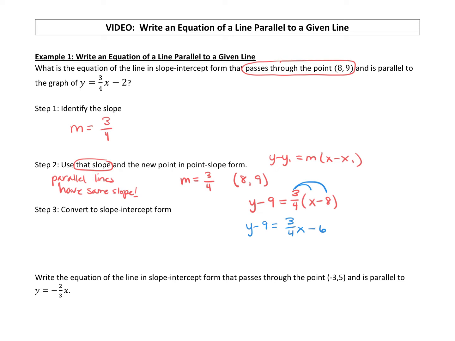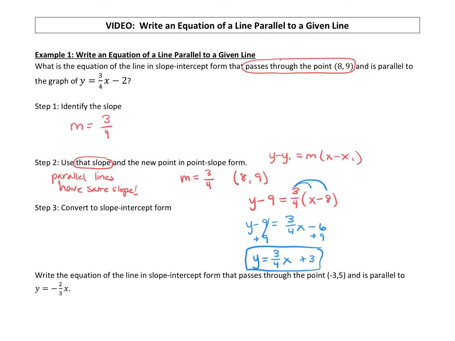All right, have we solved for y? Not all the way. We did our distributing. The last thing we want to do is add 9, because we want to get the y alone, and over here I'm going to add 9 to its like term. So the final answer is y equals 3/4 x, and then negative 6 plus 9 is a positive 3. So that's one way to write an equation in slope-intercept form as our final answer. You can start with point-slope and then just solve it for y, and you end up with slope-intercept.